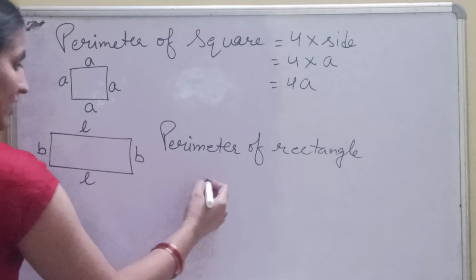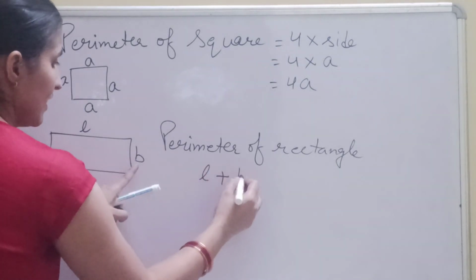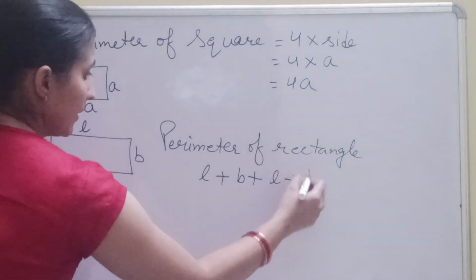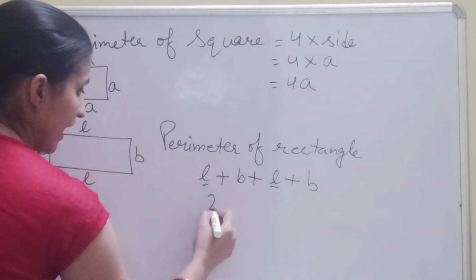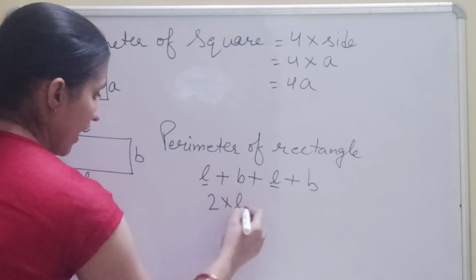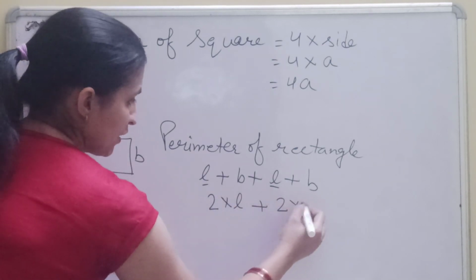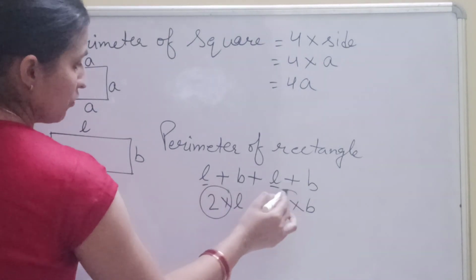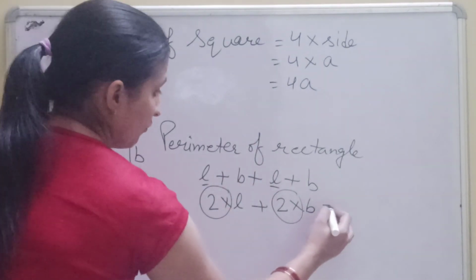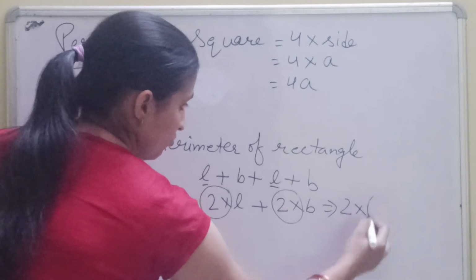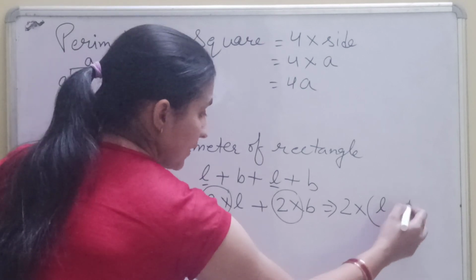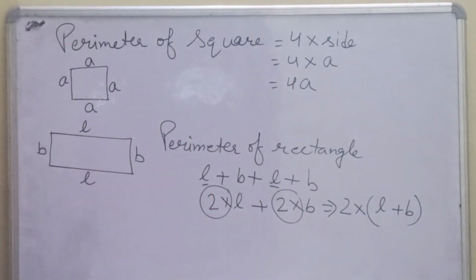We have to add all the sides. So L plus B plus L plus B. So 2 times we are having L, so 2 into L, plus 2 times we are having B. Now 2 into is common. So what will it become? 2 into what is left here? L plus B. This way this becomes the perimeter of a rectangle.